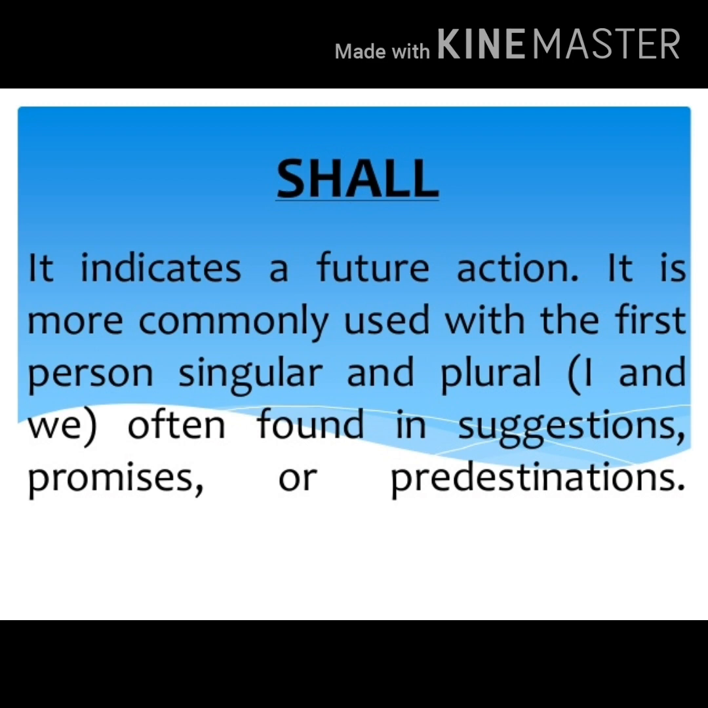Next to would, there is shall. It indicates a future action, as it does with will. It is more commonly used with the first person singulars and plurals, that are I and we. Dear students, keep this differentiation in your mind: we use shall with I and we. And the purpose of using shall is often found in suggestions, promises, or predestinations.